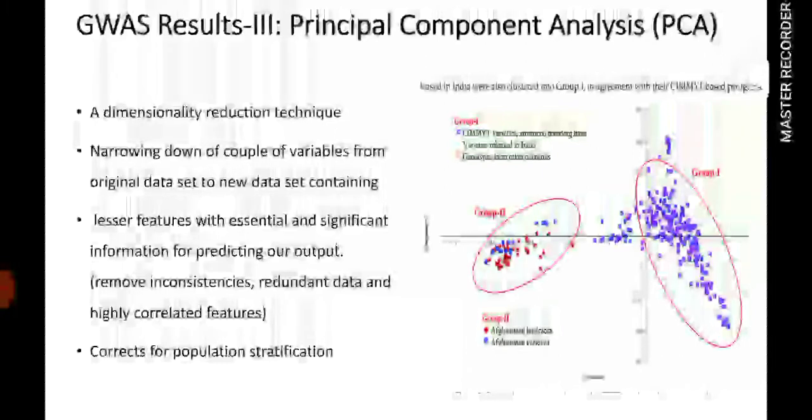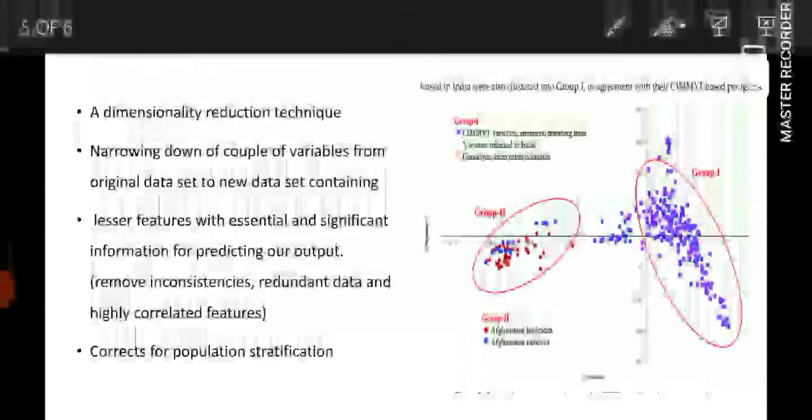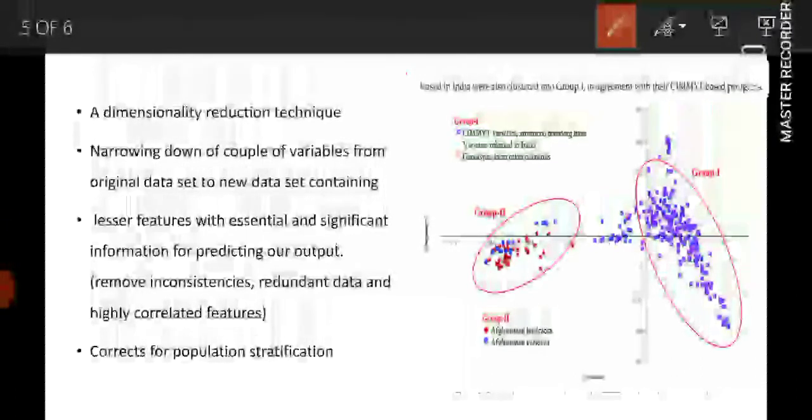The third GWAS result that is very important provides information on whether the population in which you are doing the study has subpopulations or not. To know all this information, you have to do the principal component analysis. It's a kind of dimensionality reduction technique.